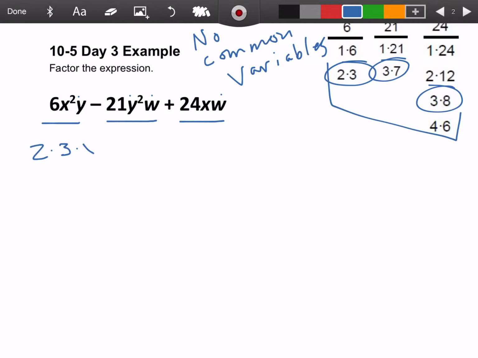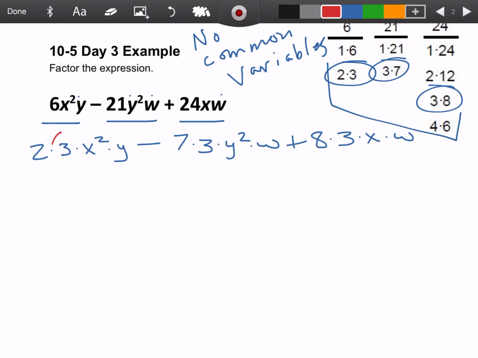So here we have 2 times 3 times x squared times y. And then here we have 7 times 3 times y squared times w. And here we have 8 times 3 times x times w. And then we'll just circle what we have in common, and that's just our common factor of 3. We'll write that out front. Then inside the parentheses we write what's left.